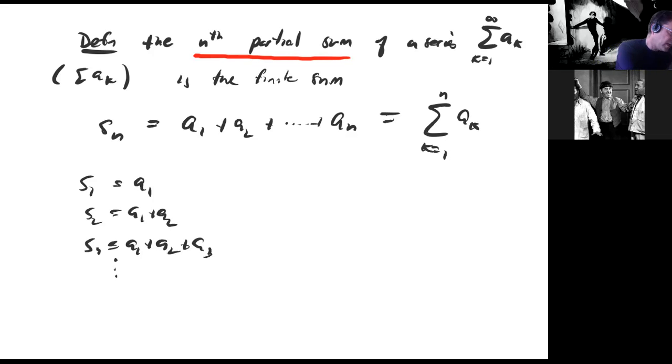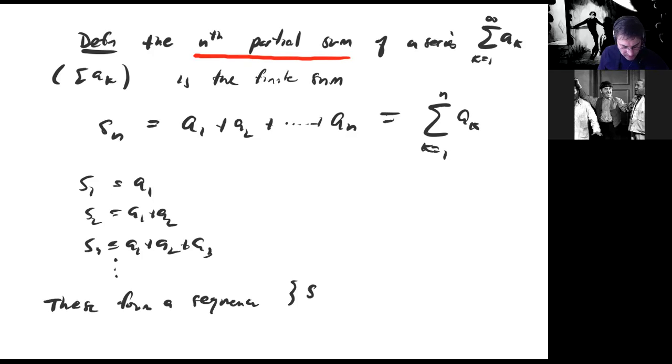Now the nth partial sums form a sequence, S sub n, and I want to concentrate on that sequence. And so we're going to give a definition now about what it means for the infinite sum to make sense.